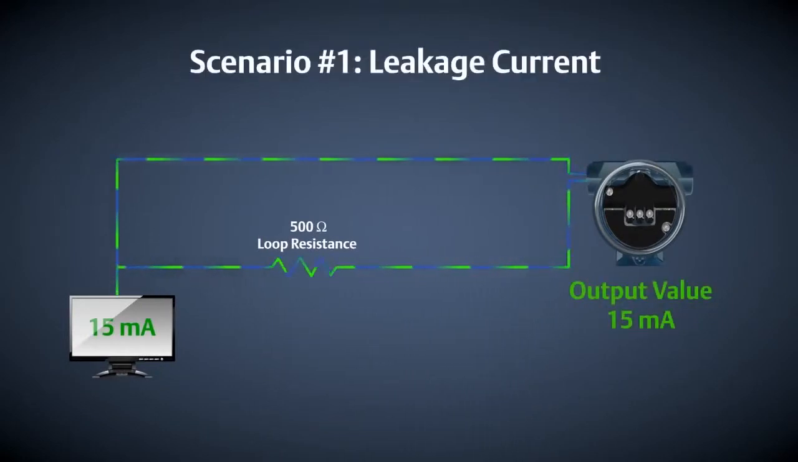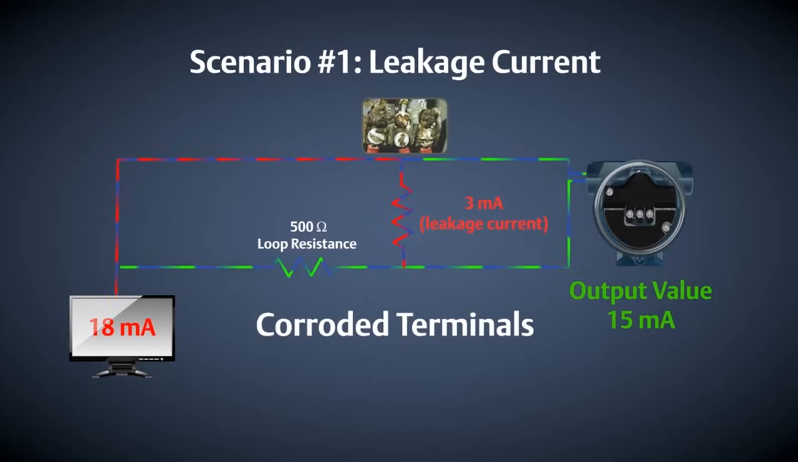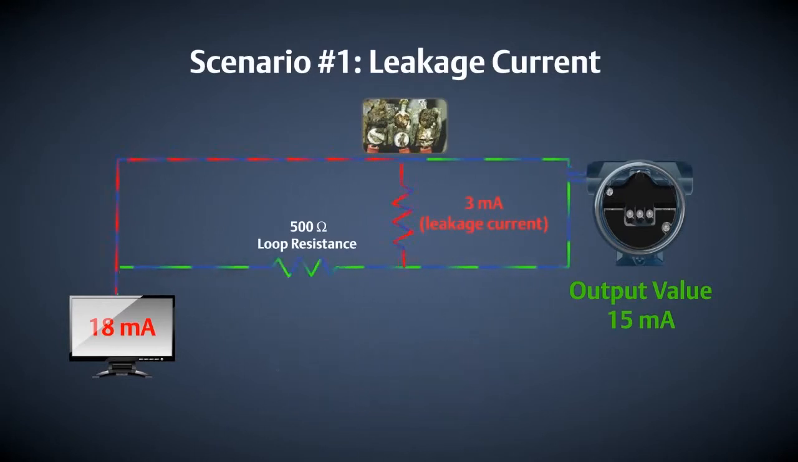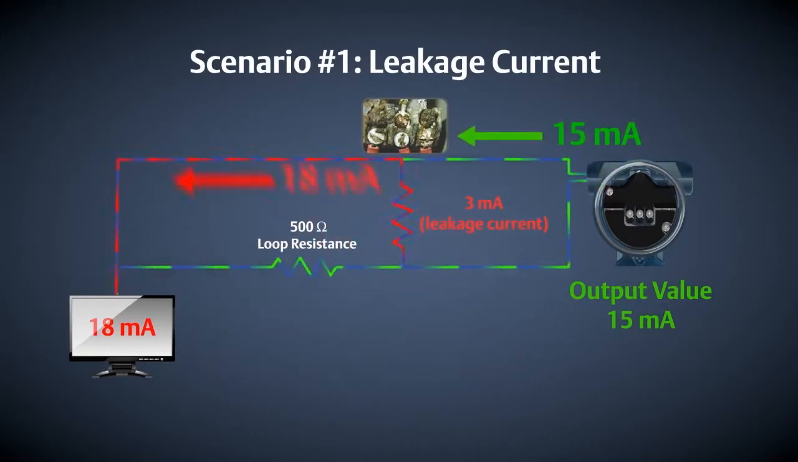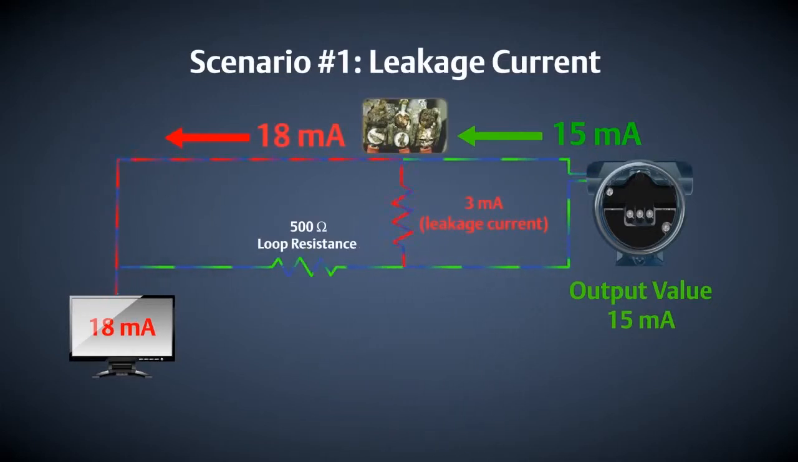The first scenario is a circuit that has leakage current, which is an electrical issue where an additional current path is created in the wiring loop. Leakage current can be caused by a number of human or environmental factors, including corroded terminals, water in housings or conduits, shorted wires, and others. Let's assume that leakage current has been created due to one of these factors. This additional electrical path causes there to be a discrepancy between what the transmitter is outputting and what the control system is receiving, resulting in an on-scale failure condition where you could be taking control action on bad information. In this example, the control room is reading 18 milliamps, even though the transmitter is outputting 15 milliamps.